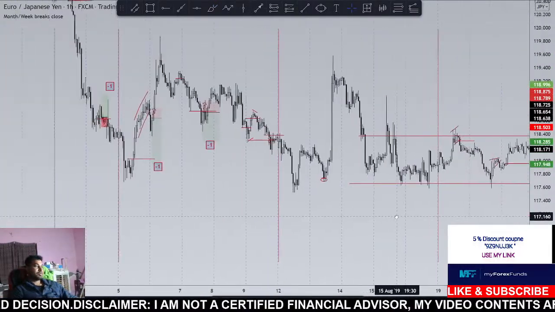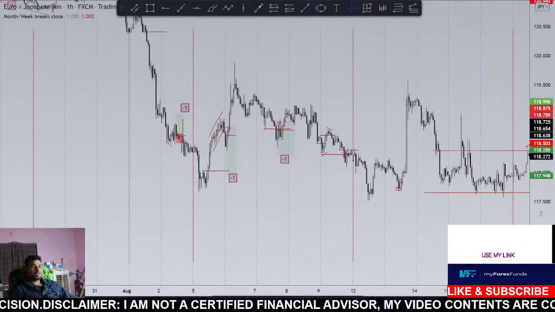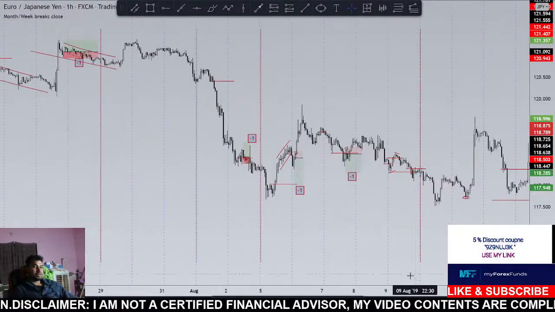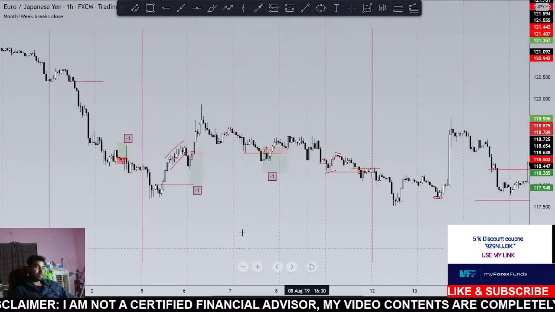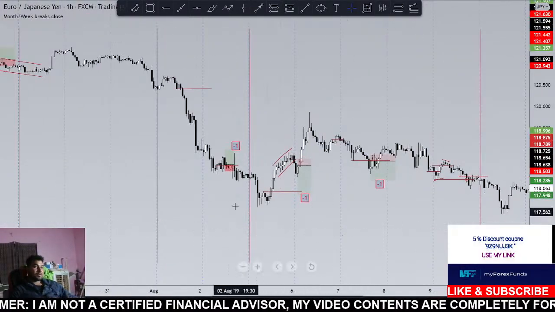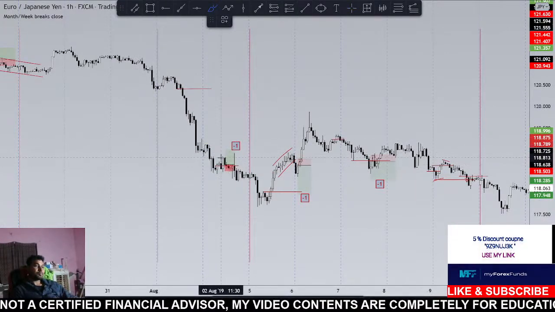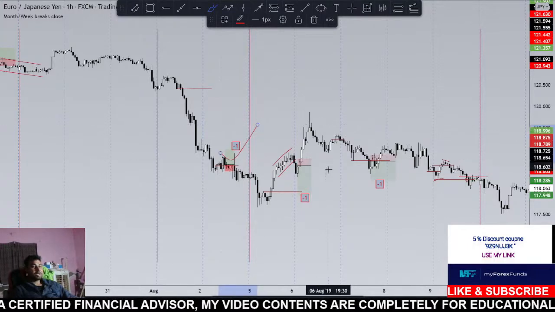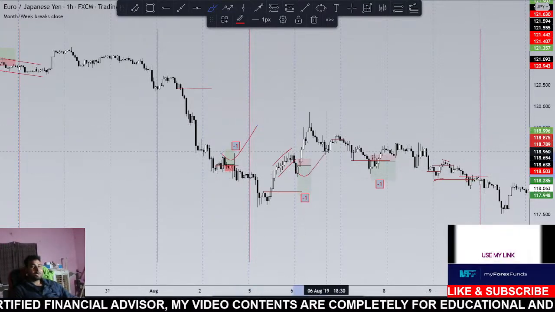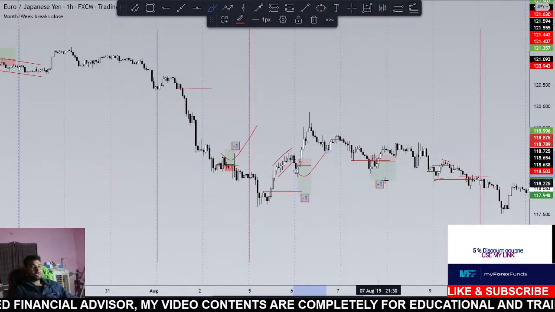So we took three trades, and all three trades were in a loss. All trades were good trades. This was a nice reversal bullet. It was also a nice reversal bullet, and this was a continuation bullet.